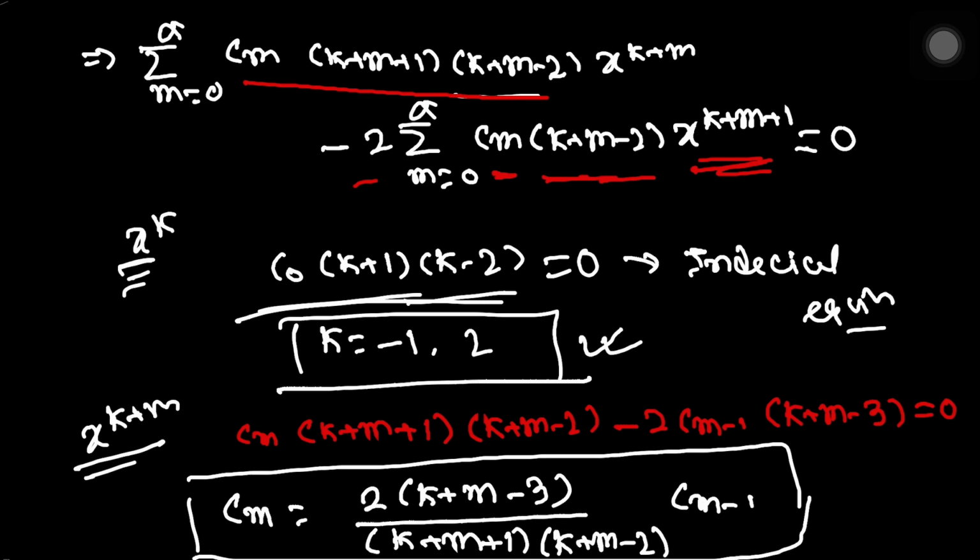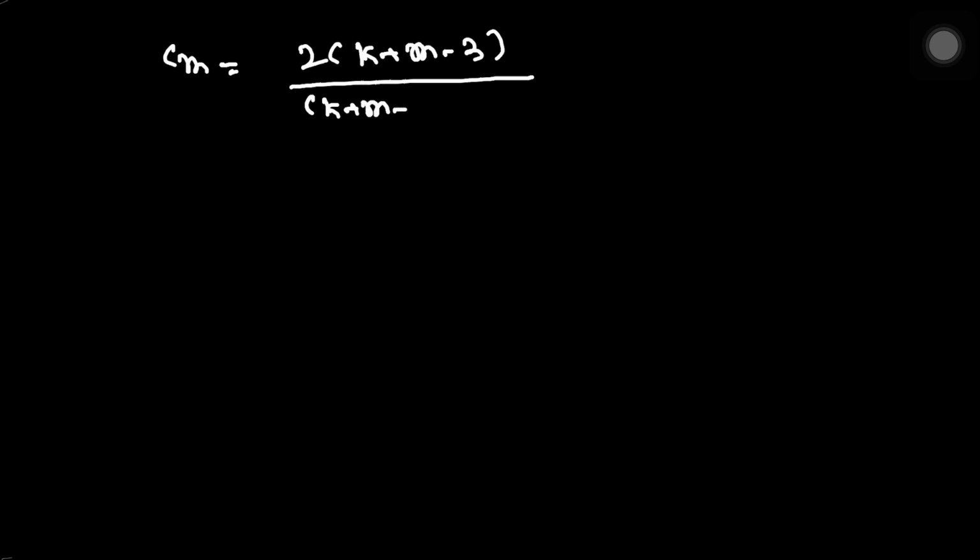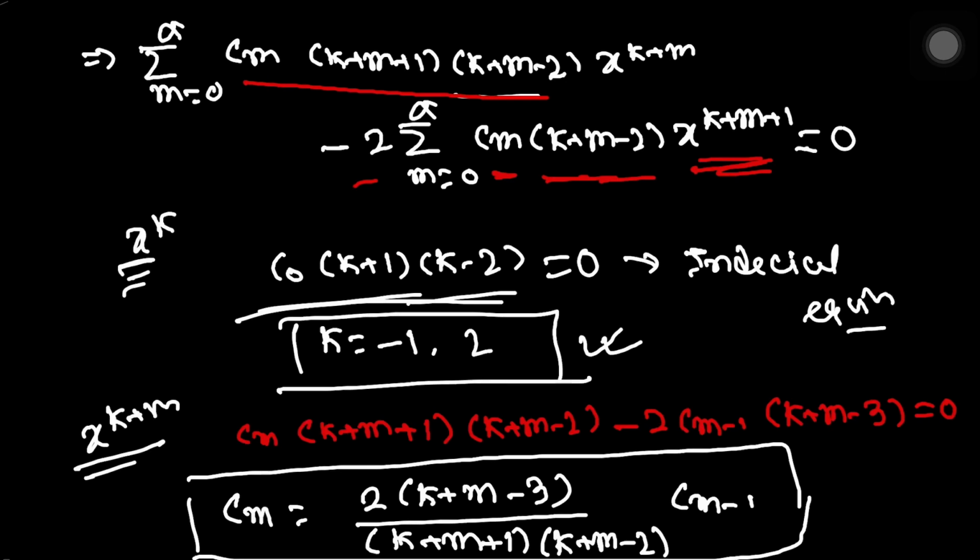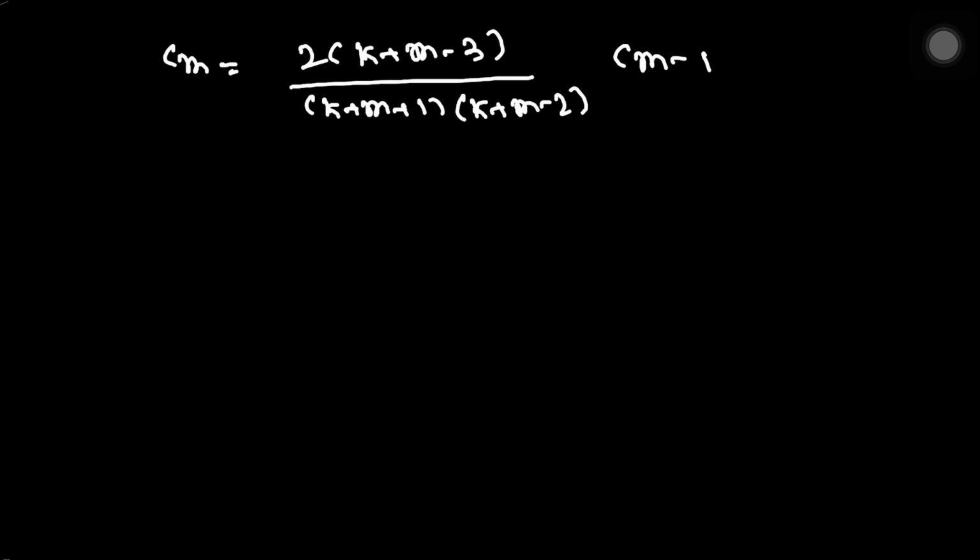So if we put m equal to 1, we get c_1 and c_2 and so on. So now what do we get? c_m equal to 2 into (k plus m minus 3) by (k plus m plus 1) into (k plus m minus 2), into c_(m minus 1). Now if I put m equal to 1, what do we get?